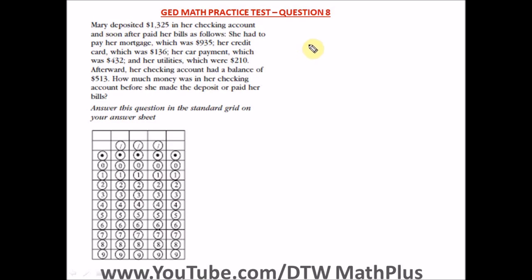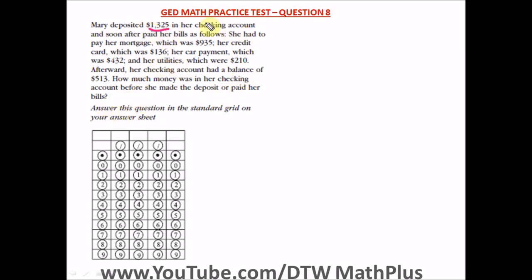Question 8 of the GED math practice test, that's part 1, the part with calculator. It says Mary deposited $1,325 in her checking account and soon after paid her bills as follows. She had to pay her mortgage, which was $935, her credit card, which was $136, her car payment, which was $432, her utilities, which were $210. Afterward, her checking account had a balance of $513. After all these payments, how much was in her checking account before she made the deposit or paid her bills?